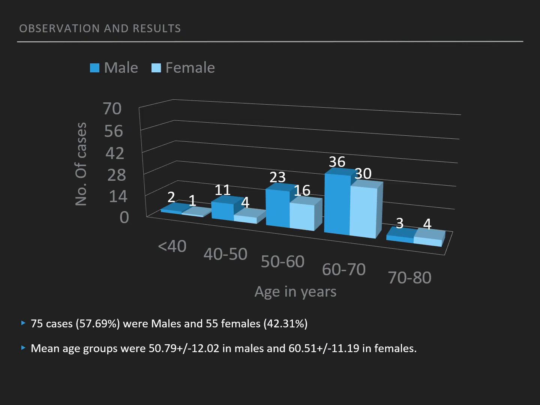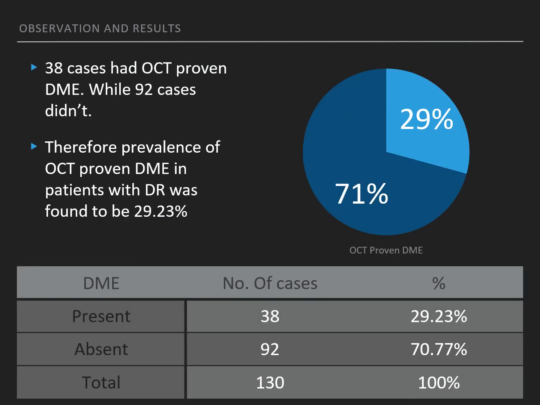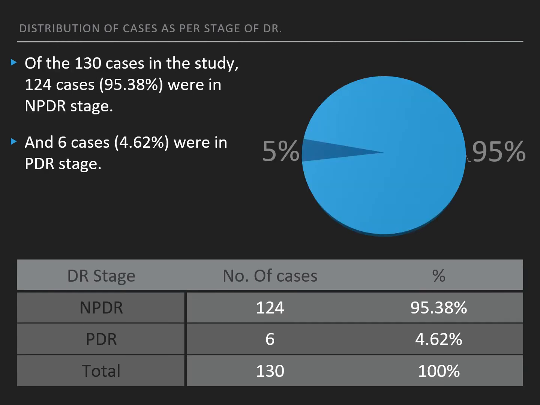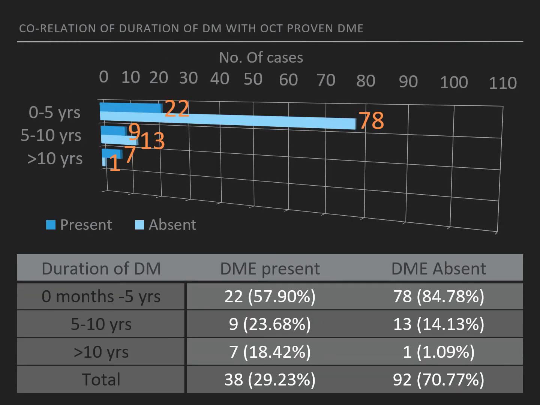Starting with the observation results, 57.69% or 75 cases were males, whereas 42.31% cases or 55 were females. 38 cases had OCT proven DME, while 92 cases did not. Therefore, the prevalence of OCT proven DME in patients with DR was calculated to be 29.23%. Of the 130 cases in the study, 124 cases or 95% belong to the non-proliferative stage, whereas 6 cases or 5% belong to the proliferative stage.